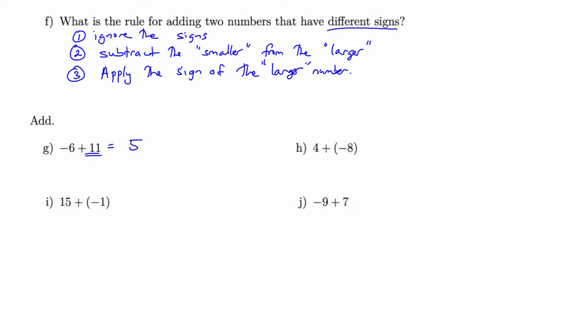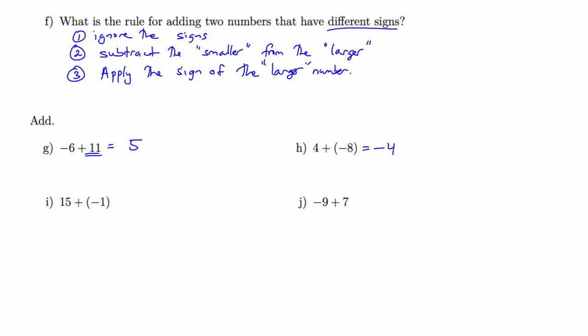In part H, 4 plus negative 8. Again, one is positive, one is negative. So I'll ignore the signs. I will subtract 4 from 8. Subtracting 4 from 8 leaves me with 4. And because 8 is greater than 4, I will apply the negative from the 8 to the answer.